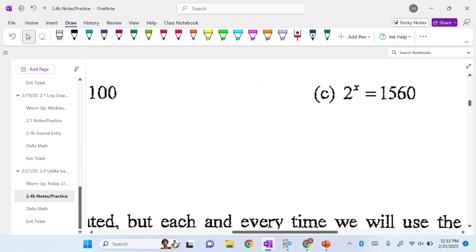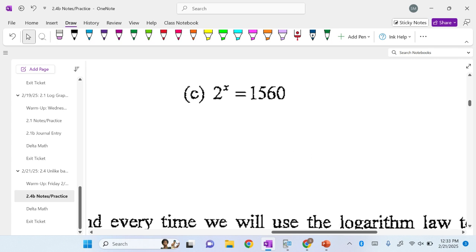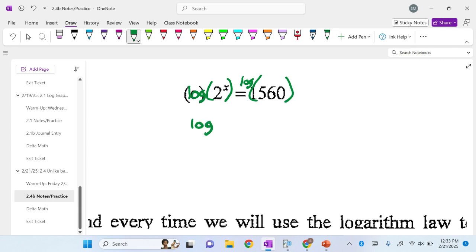All right, let's try another one. So let's try letter C. So, first step, what do we do? Take the log of both sides. So this is log of 2 to the x equals log of 1560.